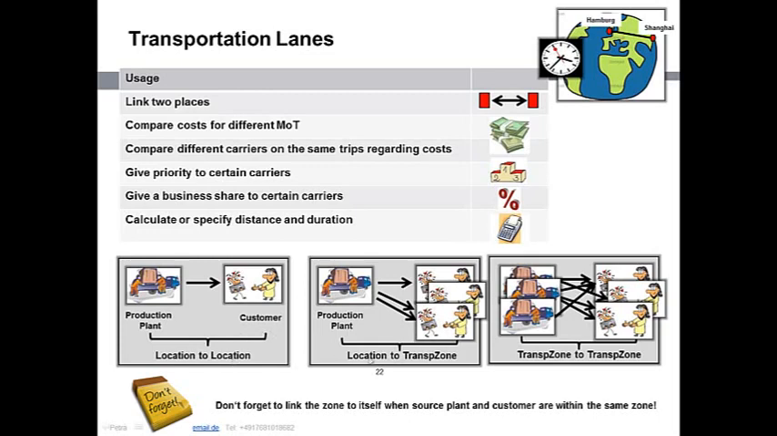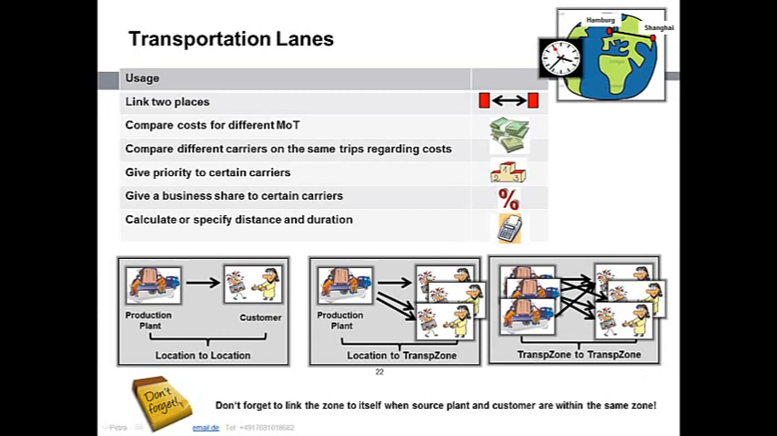Maybe it makes more sense to define lanes from a location to a transportation zone, which means, for example, you have your production plant in 3 different locations, and your customers are in 4 different zones. Then you can just link the production plant to the 4 different zones, and the other production plants as well to the 4 different zones, and then that's enough.